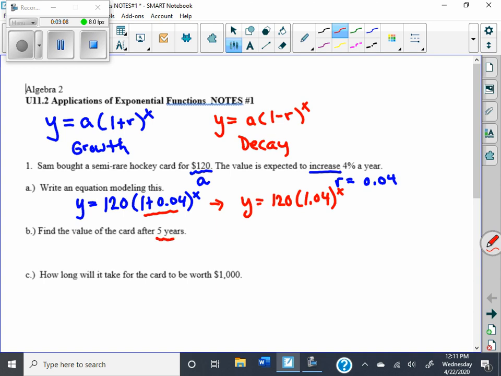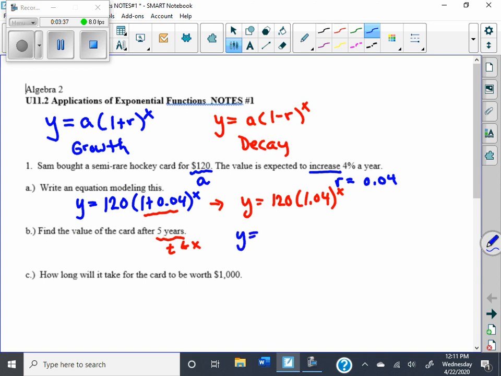So 5 years is a time, and so this is t, or we can also call that x, because that's the value for the exponent, and we're solving for the final amount, and that's what y is. y is our final amount. We paid $120 for the card, and we want to know what its value is going to be at the end of 5 years. So we can plug 5 in for x now.